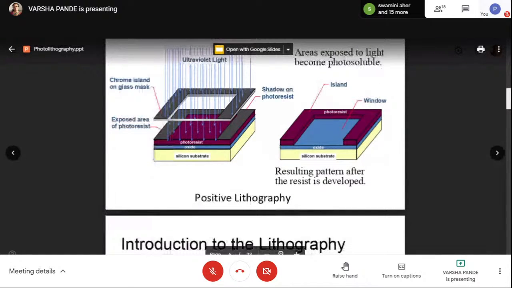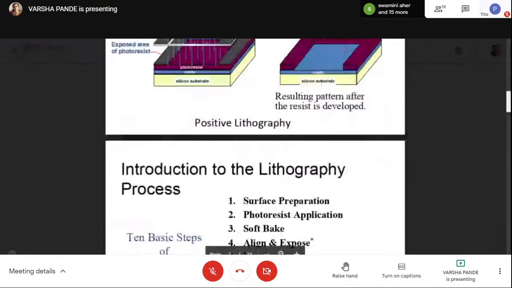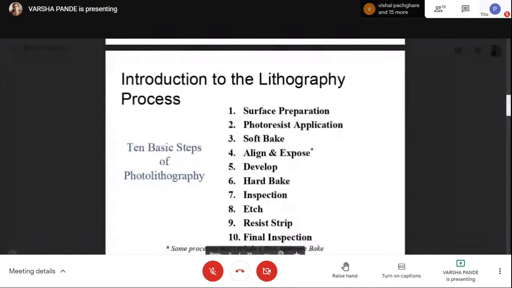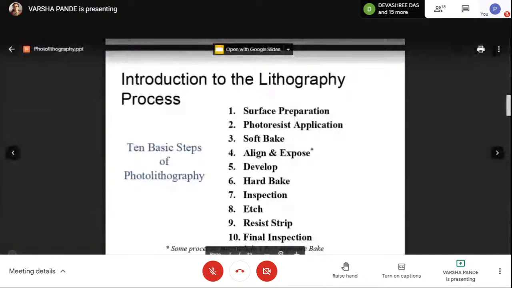Okay, now here we will see, we have seen the positive photoresist and negative photoresist. Now we will see what are the 10 basic steps in the photolithography. First is the surface preparation.